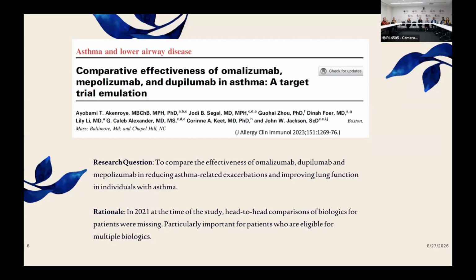Their rationale was that at the time of their study in 2021, when they started, there were no head-to-head comparisons of any kind for biologics. So they figured that it would be good to try and do a target trial emulation and get some data out there.